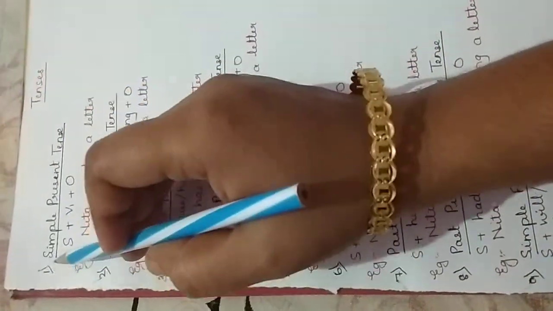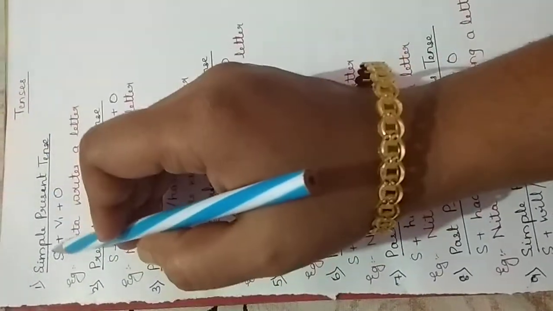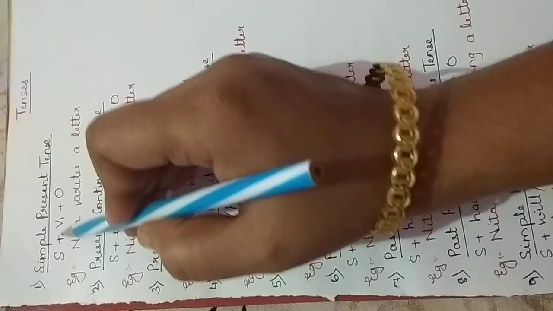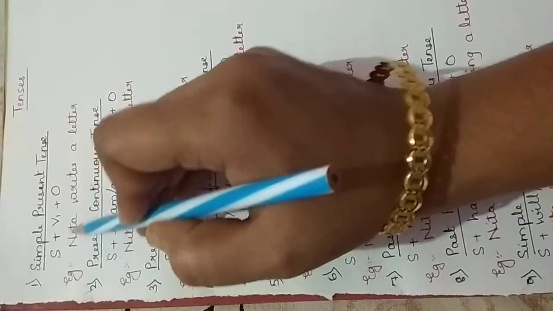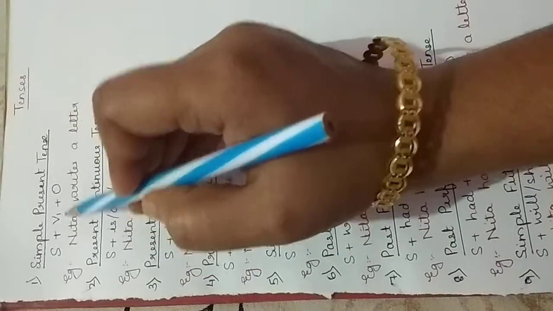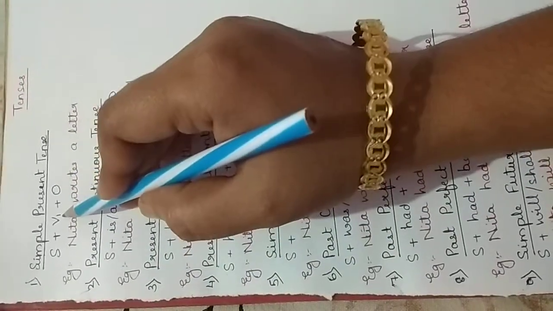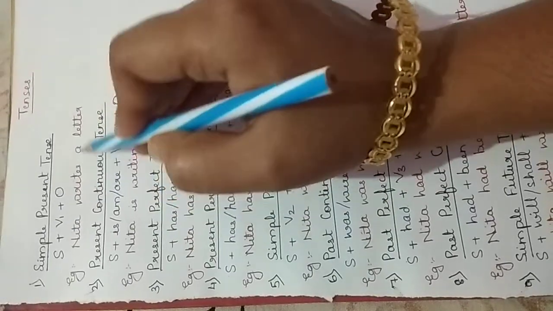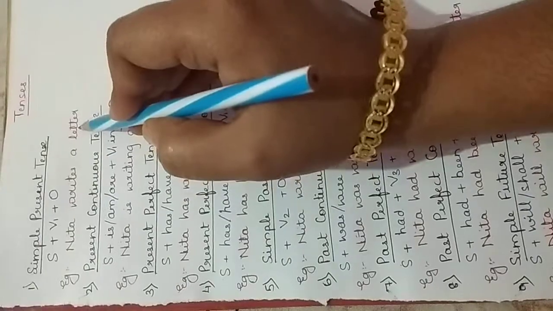So the first one is simple present tense. The simple present tense formula is subject plus v1 plus object. For example, the subject here is Neeta. The v1 form, verb 1 form, is writes. The object is a letter. Neeta writes a letter.